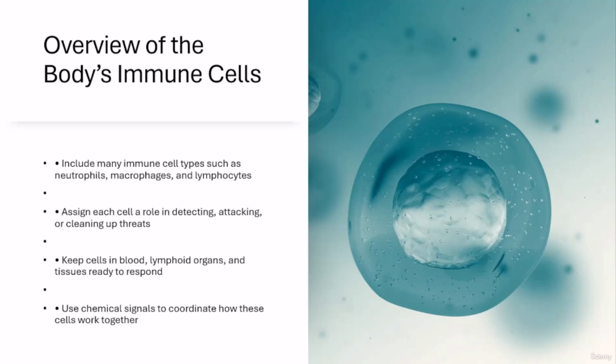Even though these cells look different and behave differently, they work as a coordinated group, and they communicate with each other through signals that guide the response. Knowing what these cells do helps you make sense of how infections and inflammation develop.